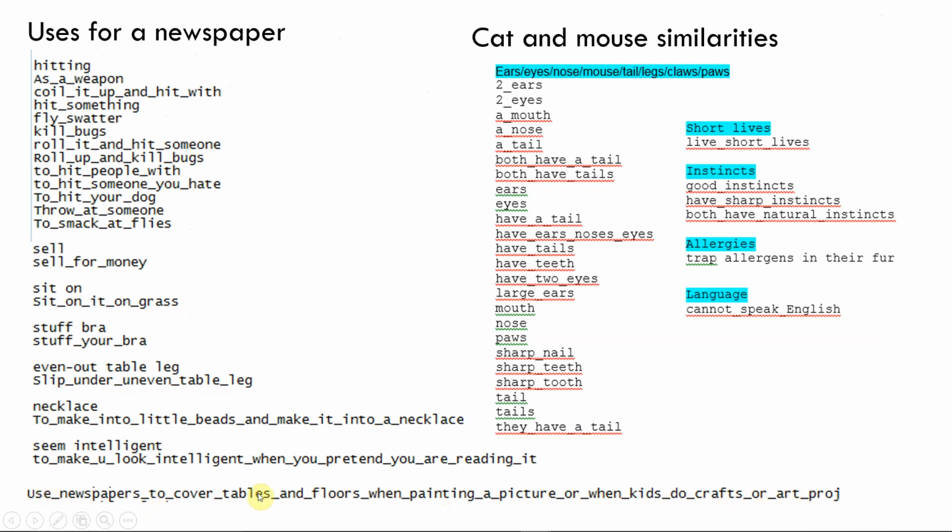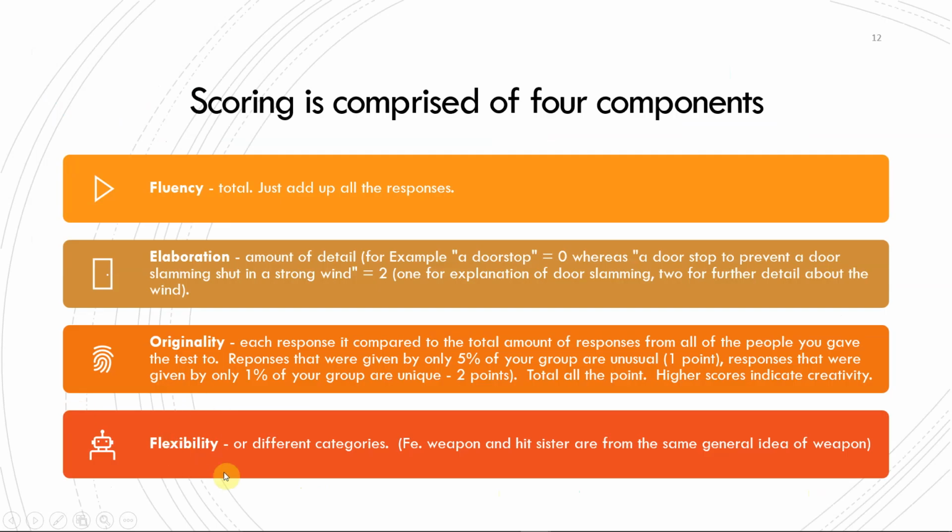Instead of just saying to cover the tables, they said in great detail that you cover it if you're painting. What? Well, a picture, or maybe if kids are doing arts or crafts. So this one had a lot of detail and would get a lot of points for elaboration. You can also see the different categories. Say you had something in the hitting category, and then you also said you could use it to make little beads to make a necklace. That's a different category. So this is the whole idea of flexibility.